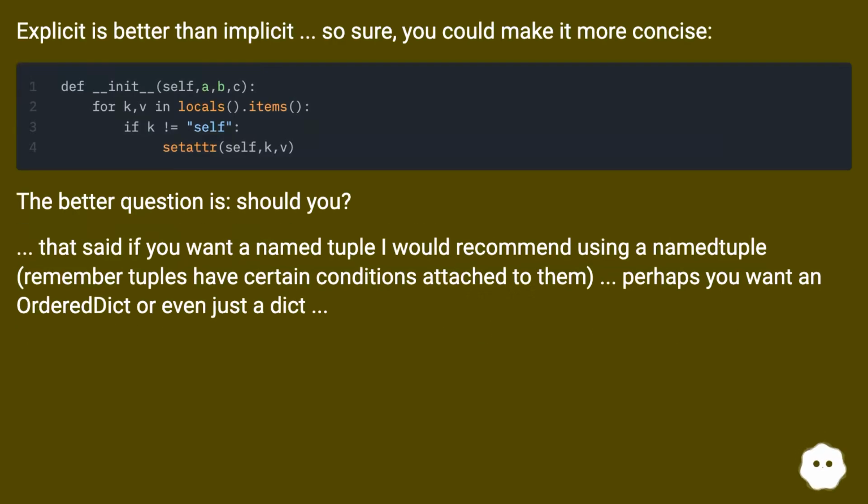Explicit is better than implicit. So sure, you could make it more concise. The better question is, should you? That said, if you want a named tuple, I would recommend using a named tuple. Or remember tuples have certain conditions attached to them, perhaps you want an autodict, or even just a dict.